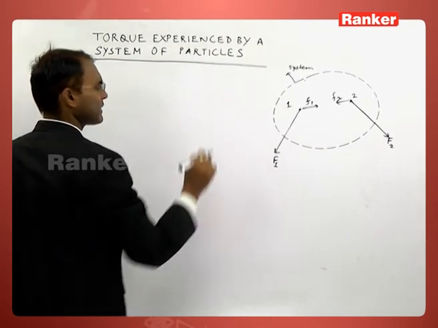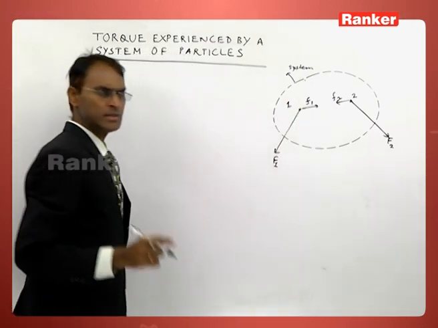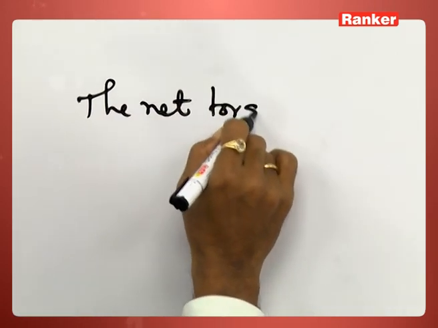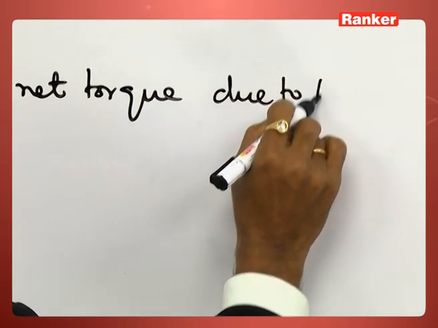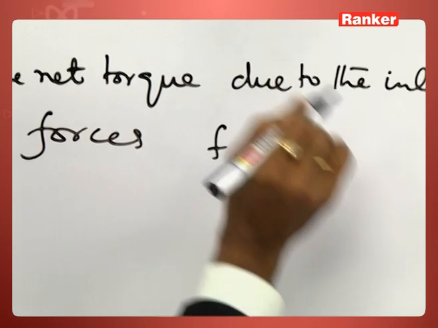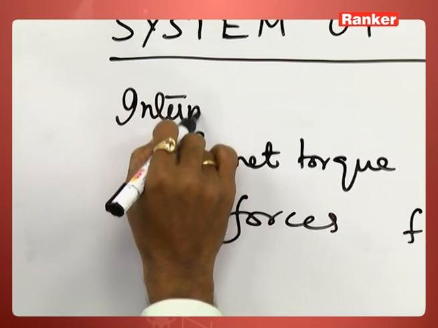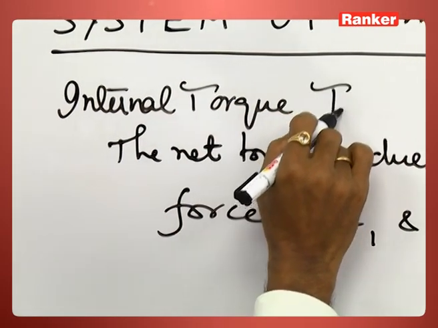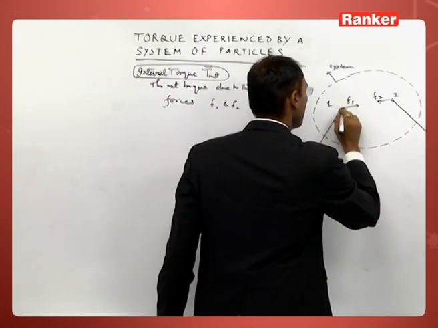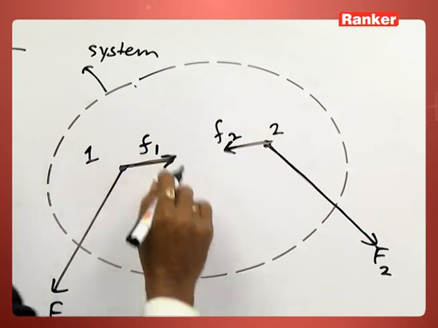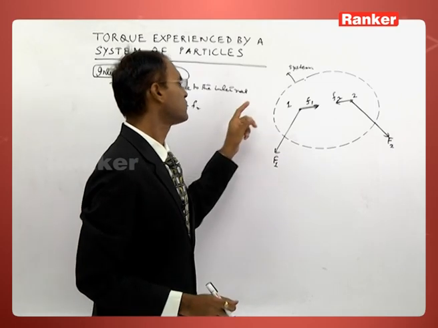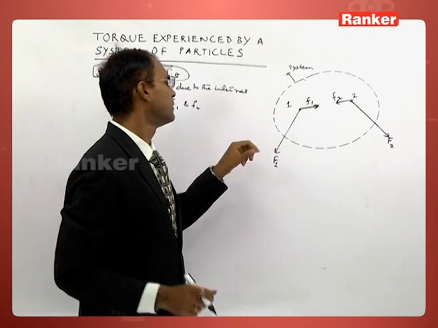The torque experienced by a system of particles. This system has two particles, the simplest system of multi-particle. The net torque due to the internal forces F1 and F2 is called internal torque. Let us talk about the internal torque. These two forces are internal forces because the particles attract or repel each other. In this case, let these two point particles attract each other.